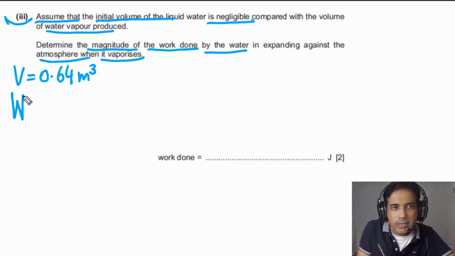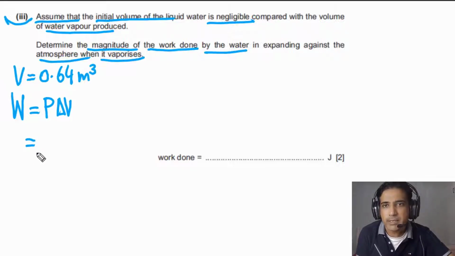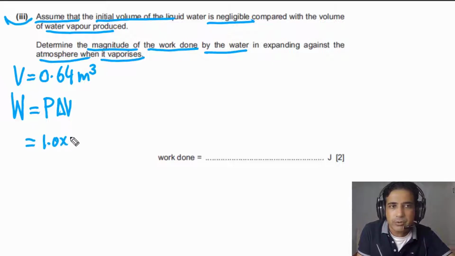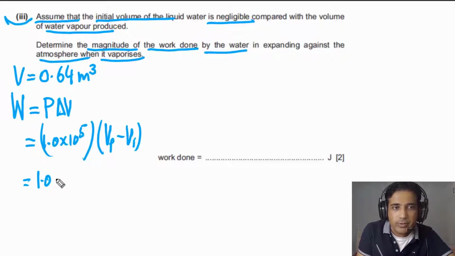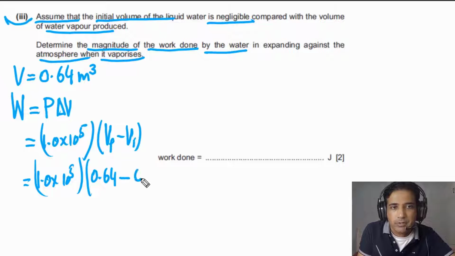In order to calculate the amount of work done by water, simply we need to use P times delta V. P in this case is constant, that is equal to atmospheric pressure, 1.0 times 10 to 5. Change in volume, V final minus V initial. For this question, it is given to us V initial is equal to 0. The initial volume of water is negligible, so simply we can ignore Vi in this case. So again, we can write down 1.0 times 10 to 5. Final volume is equal to the volume of water vapors, and the initial volume, meaning the volume of liquid water, is negligible. So simply we can ignore that.